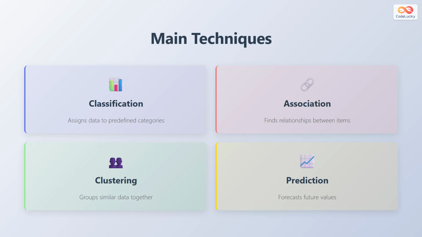Third is clustering, which automatically groups similar data points together without predefined categories, like organizing customers into groups based on their shopping behavior. Fourth is prediction, which forecasts future values based on historical patterns. For example, predicting next quarter's sales based on past data. Each technique serves different purposes and is chosen based on your specific business problem.